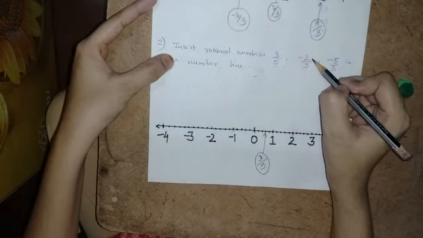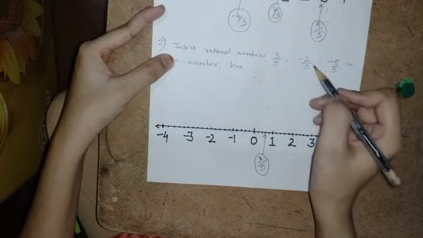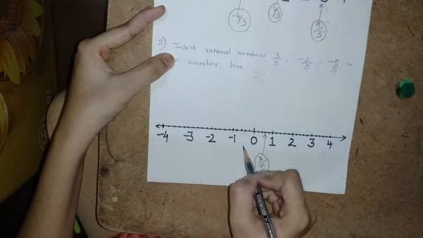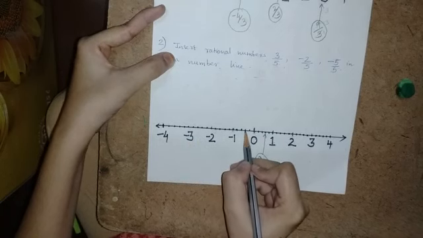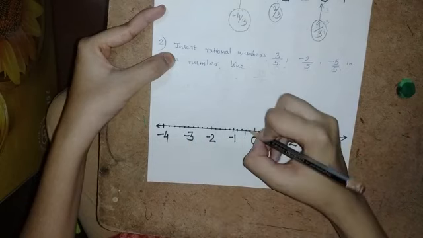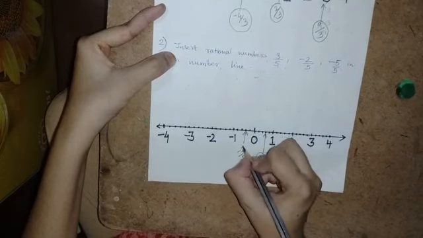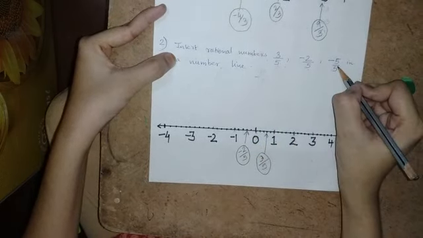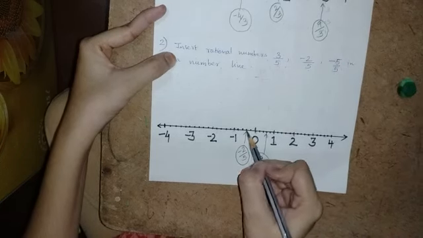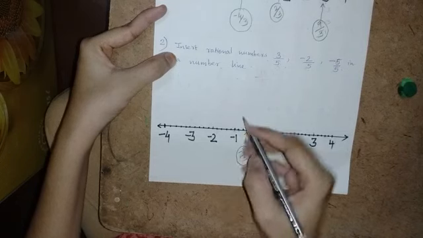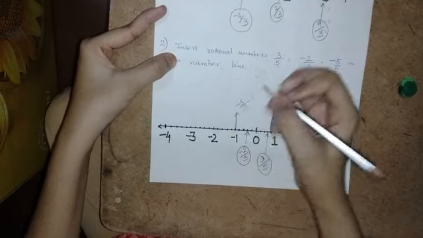Then what? Minus 2 by 5. The numerator, as you can see, is negative. So this rational number will be inserted on the negative side of the number line. So count after 0. Minus 1 by 5. Then the second dot will be minus 2 by 5. Then minus 5 by 5. Again on the negative side, see, minus 1 by 5, minus 2 by 5, minus 3 by 5, minus 4 by 5. This is minus 5 by 5.